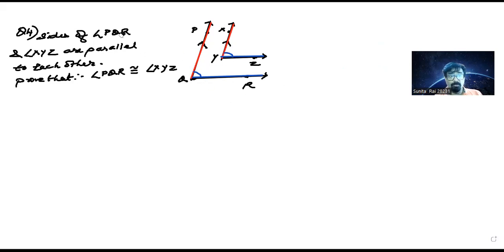And that is the problem, okay? So what I do, I'm going to do a construction. Why? Because of the construction, the parallels will come and we will get a transversal. Look at what I am doing.